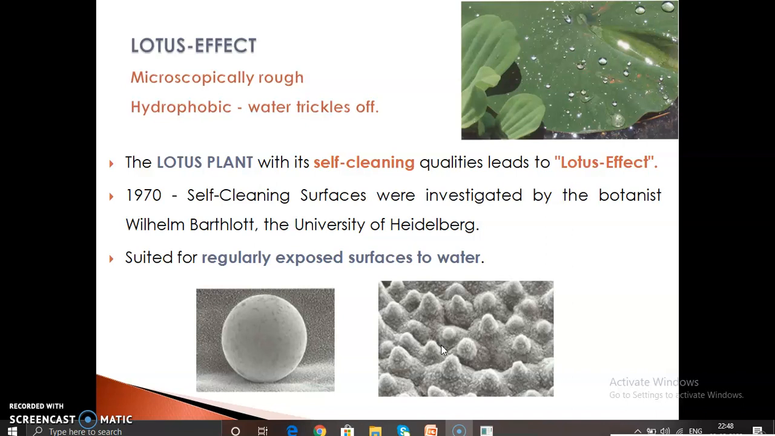This is being used as a self-cleaning quality in paint and on glass and other surfaces. It was first investigated during 1970 and has been implemented and used in various areas. The major and important aspect of the Lotus effect is that the surface which has these nanoparticles on it must be exposed to water regularly.